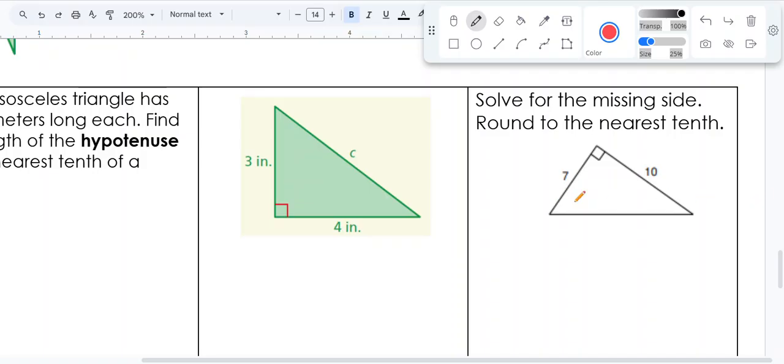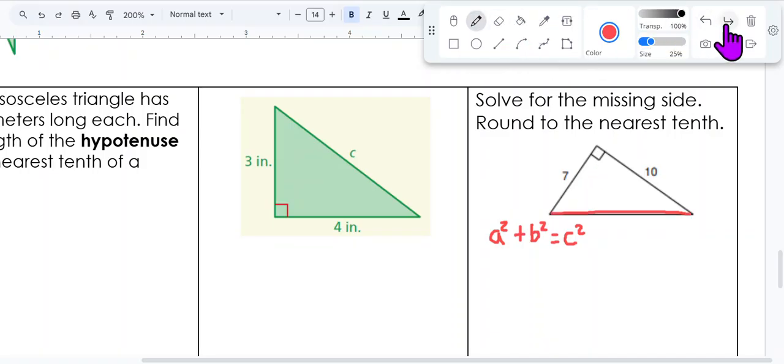All right, so let's try one. We're going to try this one over here on the right. It says solve for the missing side, round to the nearest tenth. All right? So I know the Pythagorean theorem's a squared plus b squared equals c squared. And I know I'm going to use this because it's a right triangle. It's only used for right triangles, right? So if I'm looking for the missing side, I got to figure out what's the missing side. Is it a, is it b, or is it c, right?